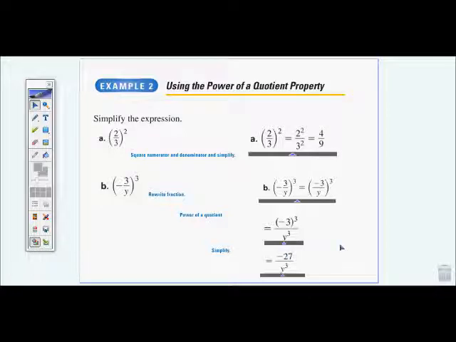When we simplify, we can go ahead and multiply out our -3 cubed. It's an odd numbered exponent, so it's going to stay negative. So we have -27 over y cubed. The y cubed we cannot simplify any further because we do not have a value for y.